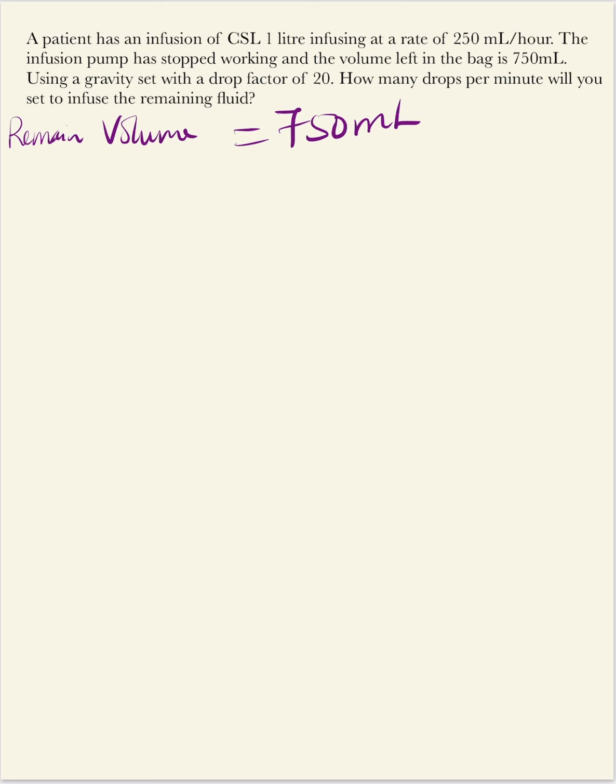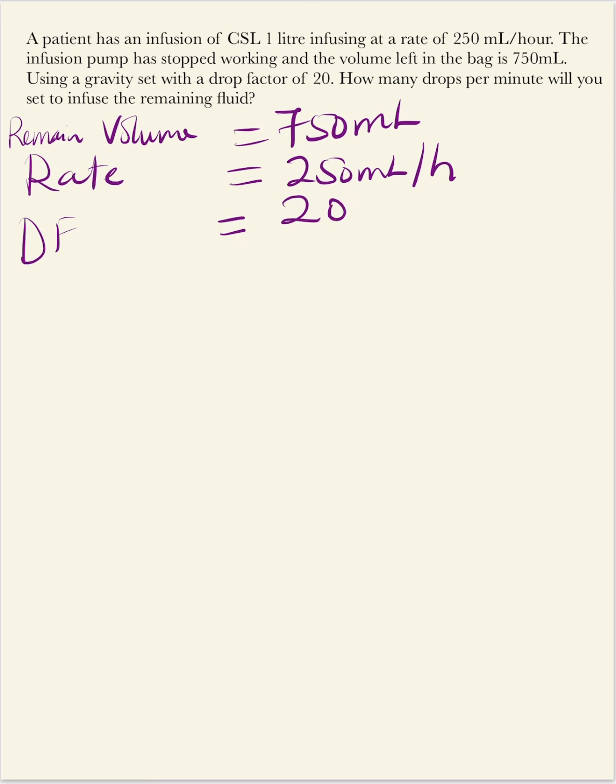Also, we know that the rate at which we were infusing this CSL was 250 milliliters per hour. And also we have a drop factor of 20. So what we could do is quickly freshen up and see the formulas that are normally used.